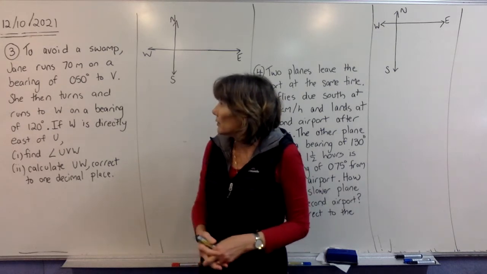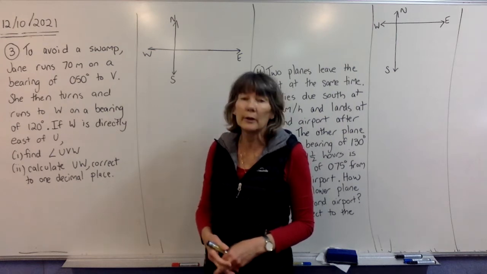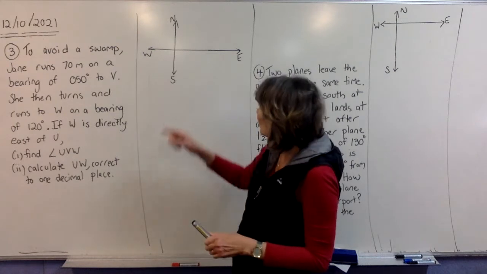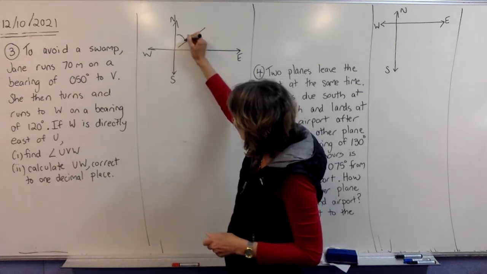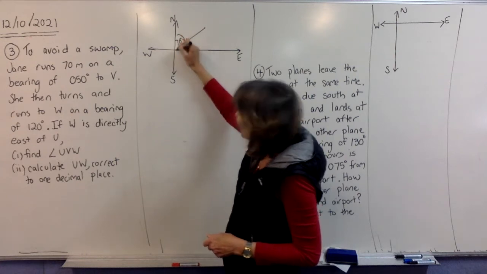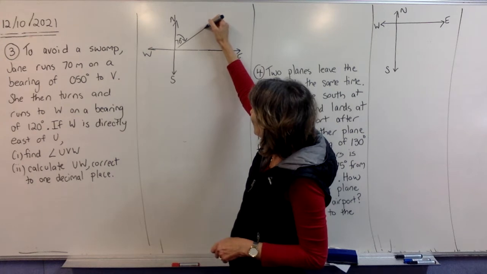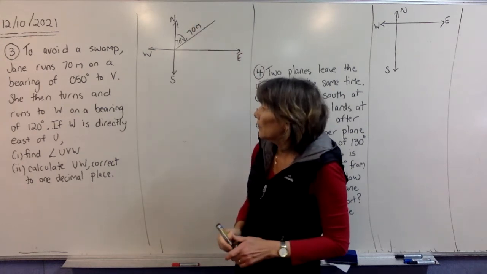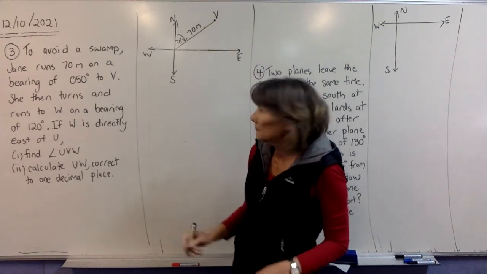So it says to avoid a swamp, Jane runs 70 metres on a bearing of 50 degrees to V. So we'll do that bit first. Put the bearing on first. Go from north clockwise through 50 degrees. And that's the direction that we're heading. And we're running for 70 metres. Okay, now she goes to V. So we'll put a V there.